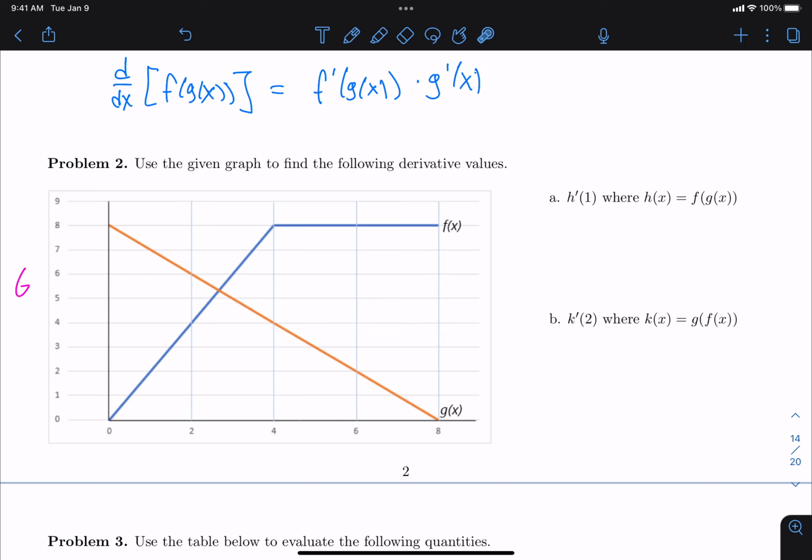So if I look at the G function, the whole way it's the same steepness, and that steepness is measured.